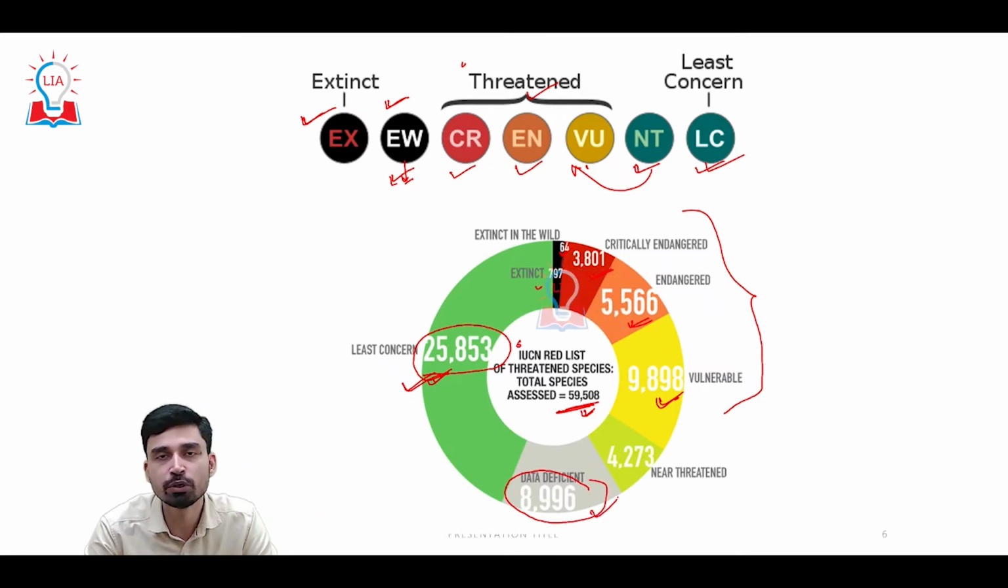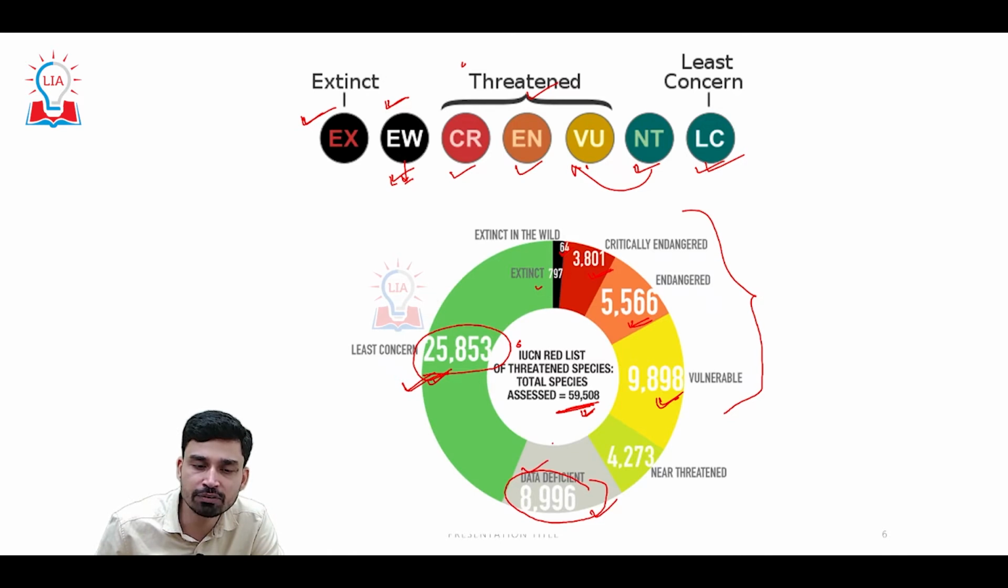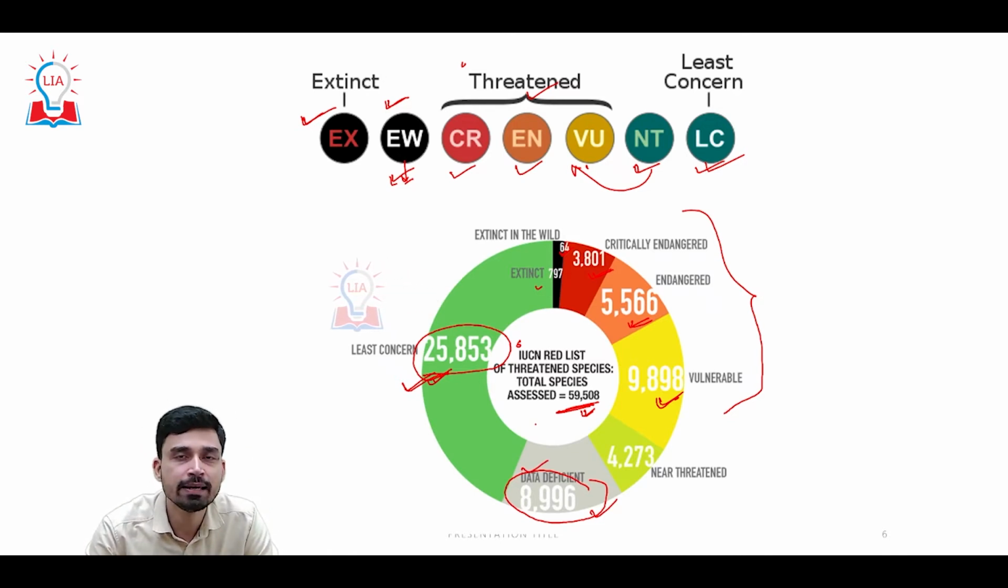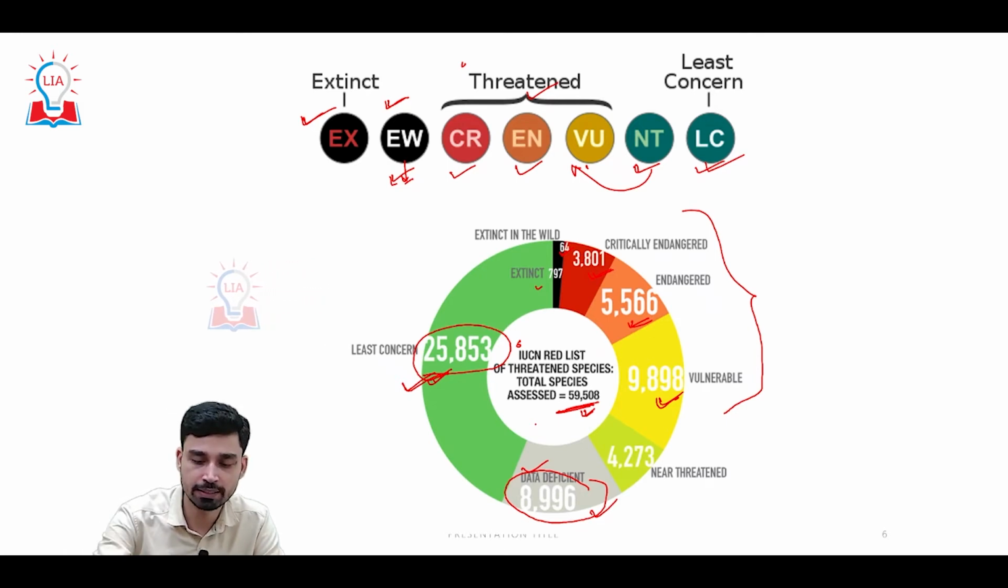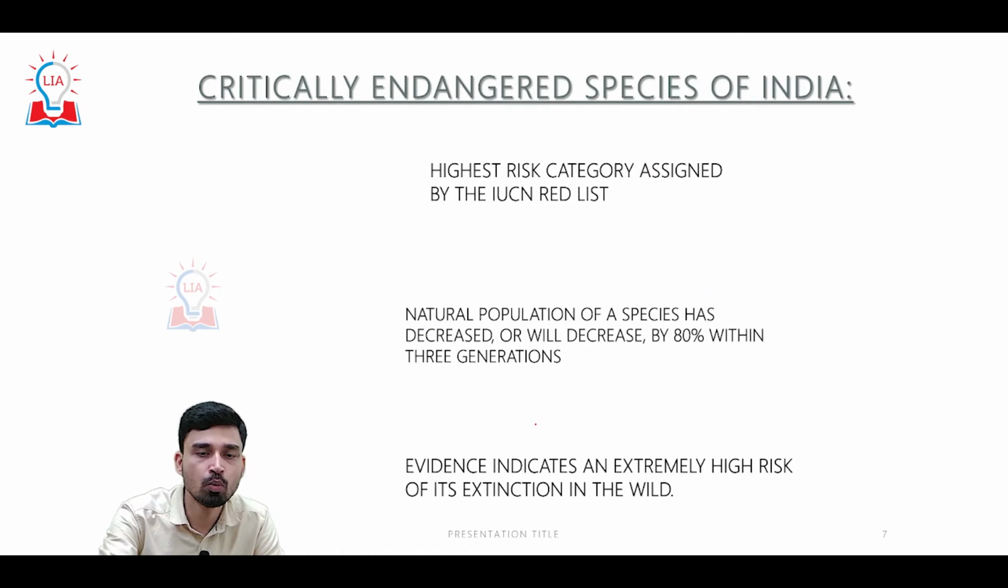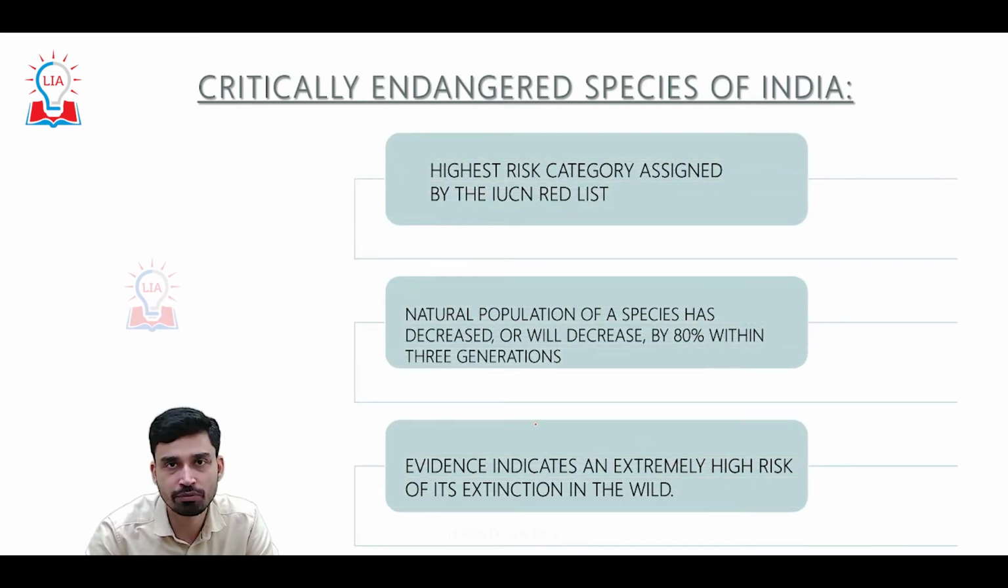Data deficient means IUCN does not have sufficient data to put these particular species into any of the 7 above categories. So including data deficient, we have a total of 8 categories that IUCN uses to place different species in. Now, what about critically endangered species of India?